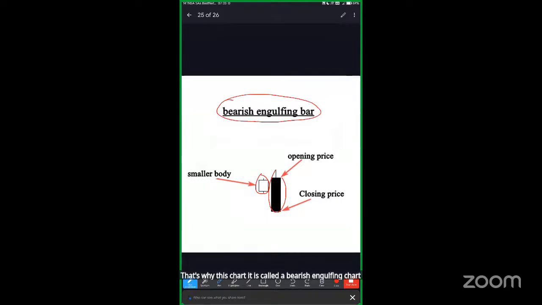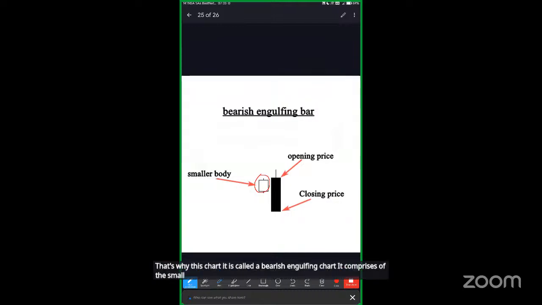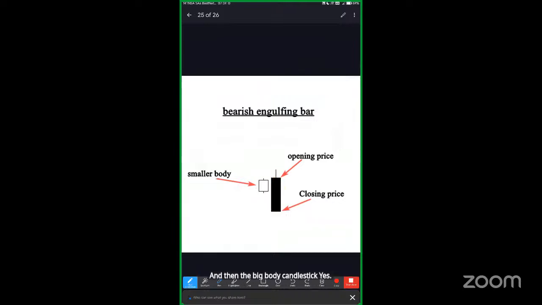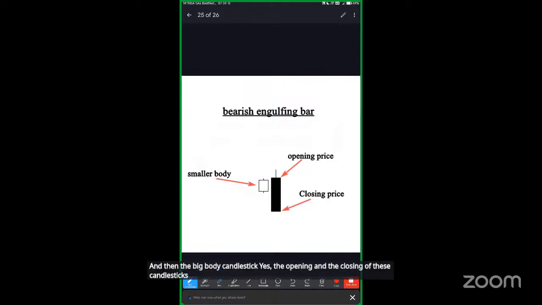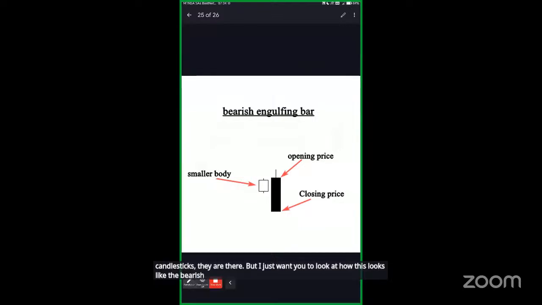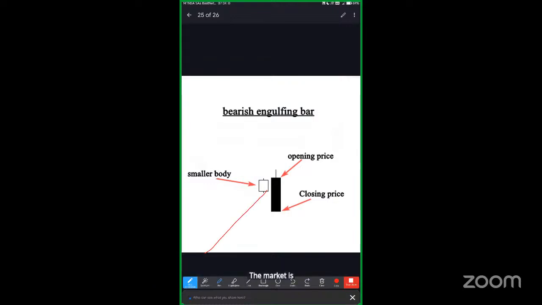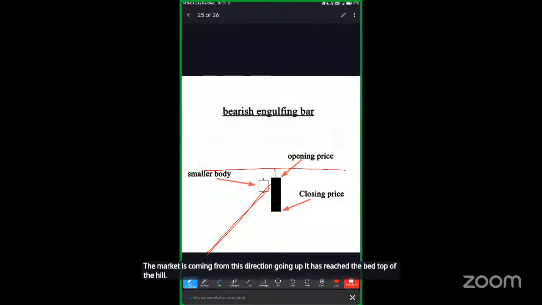It comprises a small body candlestick and then a big body candlestick. Yes, the opening and the closing of these candlesticks are there, but I just want you to look at how this looks. The bearish engulfing bar comprises two bodies. In this scenario, I'm saying the market is coming from this direction, going up. It has reached the top of the hill. Now it is time to come down.